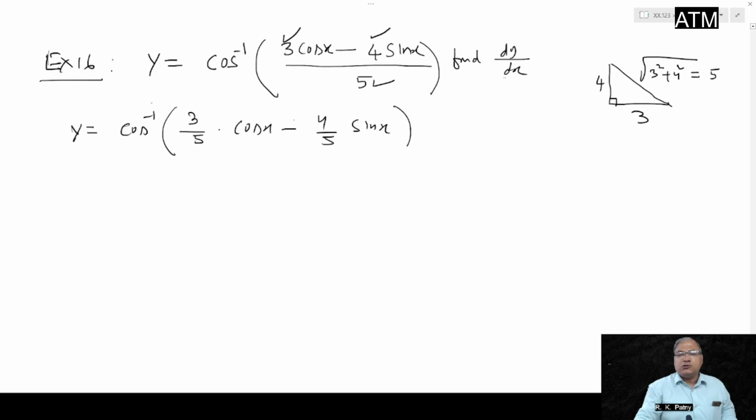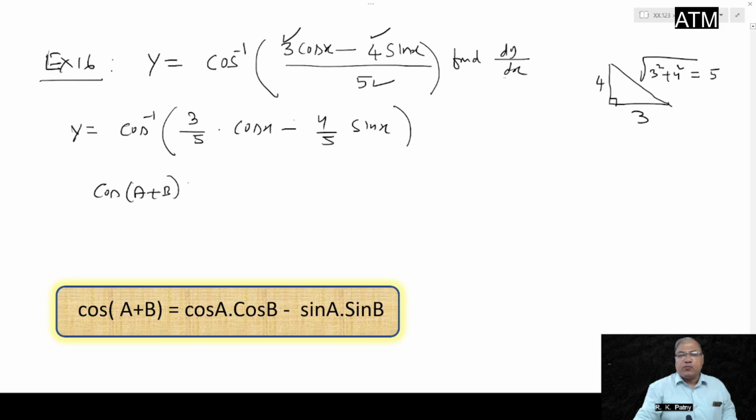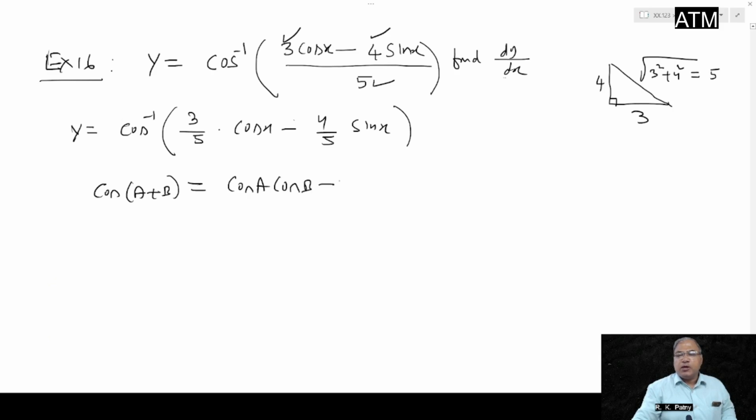And here is a cos inverse. That means inside the bracket also we need to get the cos inverse only. So cos of a plus b. There is one formula of cos of a plus b equals cos a cos b minus sin a sin b. So we need to apply this formula here. We have to reduce the bracket term so that we fit that much part in terms of cos of a plus b. So what we do here, 3 upon 5.